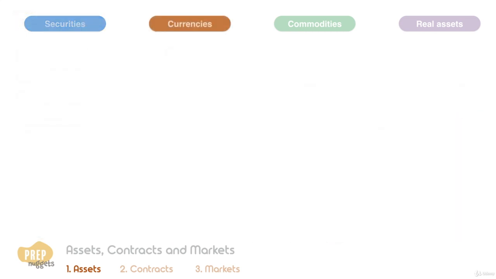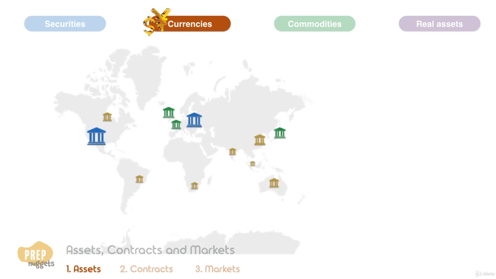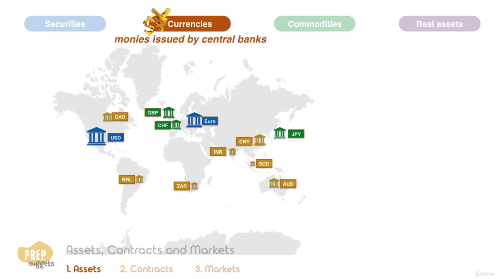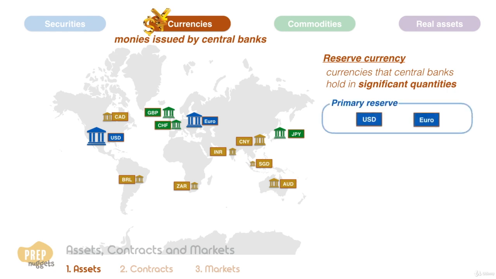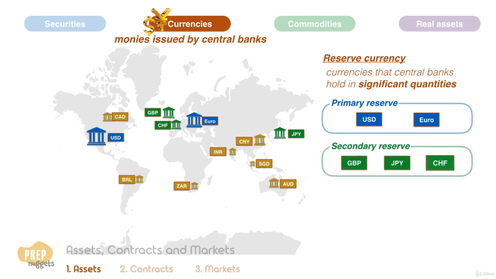Now, an asset that we're very familiar with. Currencies are monies issued by national monetary authorities. Approximately 175 currencies are currently in use throughout the world. Some of these currencies are regarded as reserve currencies, which are currencies that national central banks and other monetary authorities hold in significant quantities for international trade and as a foreign reserve. The primary reserve currencies are the US dollar and the euro. Secondary reserve currencies include the British pound, the Japanese yen, and the Swiss franc.